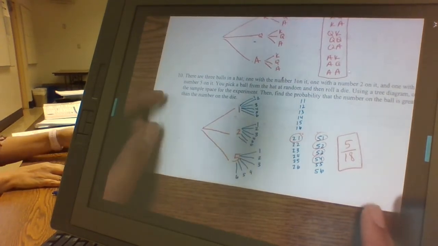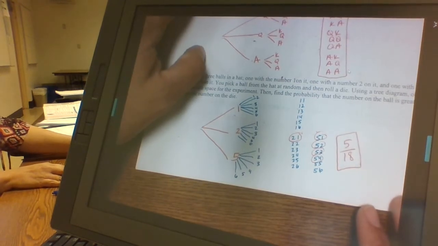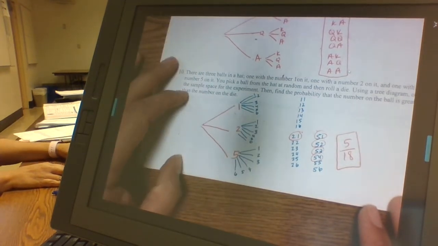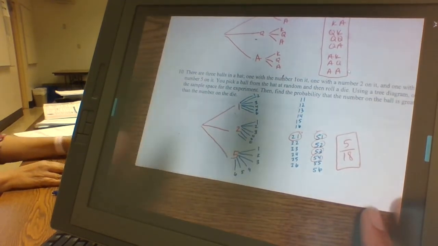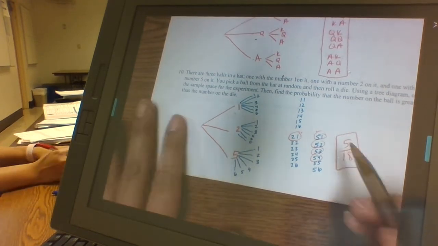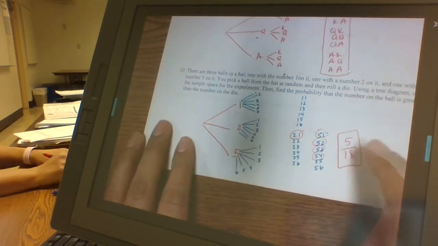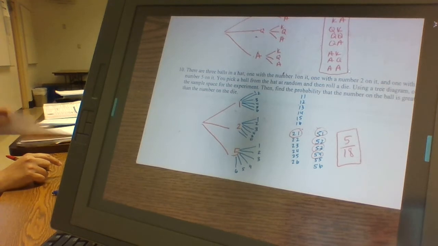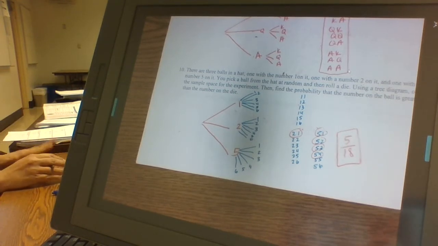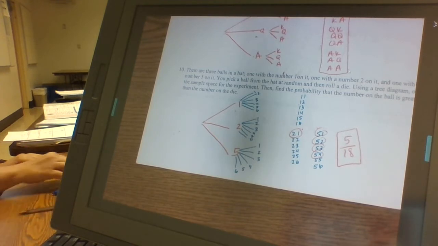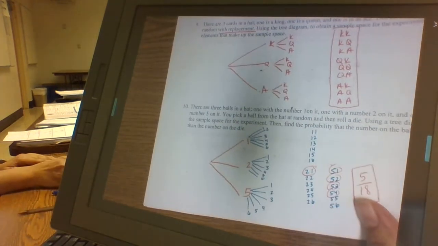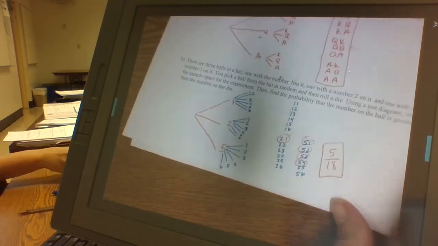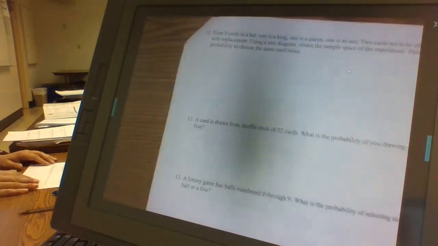Some of them are not just write out the sample space, but there's going to be a question that follows. So you guys need to make sure you read all the way through. Oh, tree diagram. Make sure there's not a second part to it. All right. Are we good? Yeah. So do number 11 on your own really quick. See what you come up with.